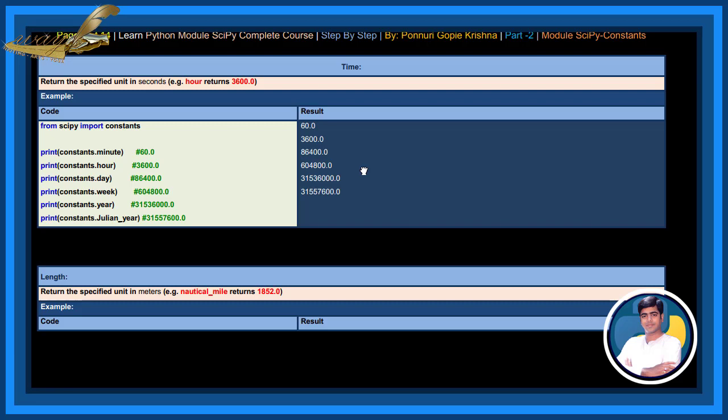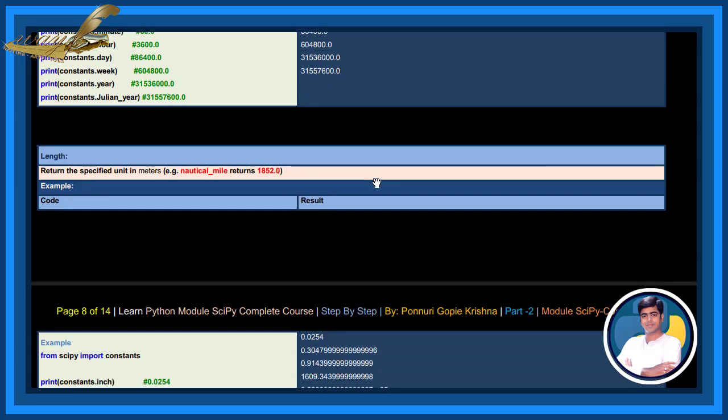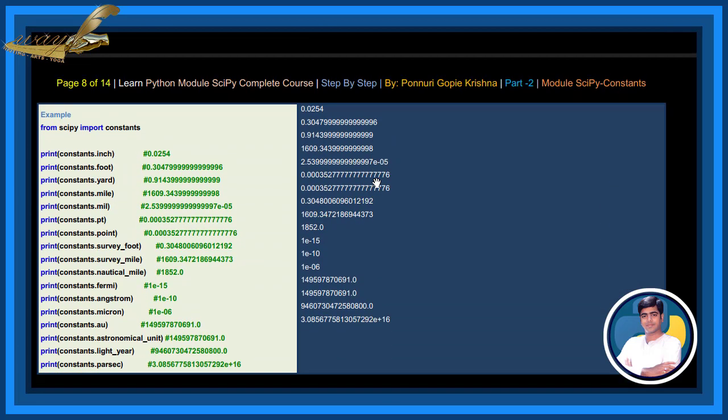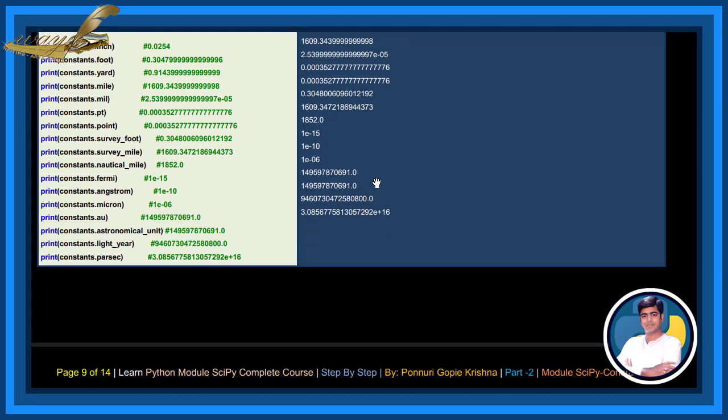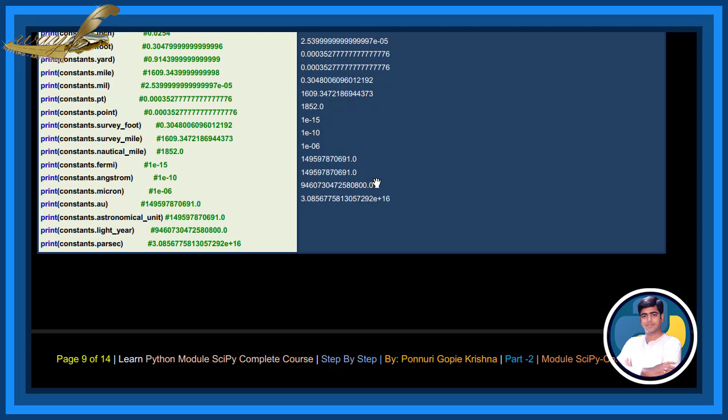Length returns the specified unit in meters. Nautical_mile returns 1852.0. See, by printing this: inch, foot, yard, mile, mil, pt, point, survey_foot, survey_mile, nautical_mile, fermi, angstrom, micron, au, astronomical_unit, light_year, parsec. See, the result returns this.